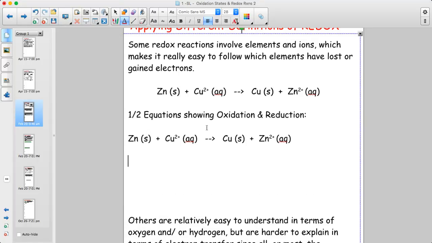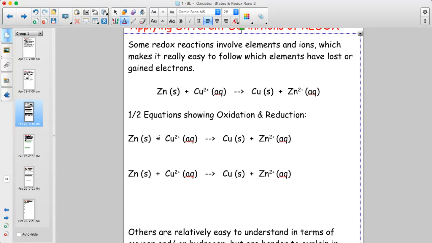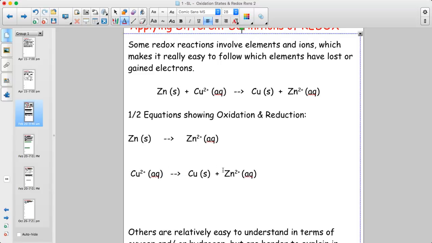I'm just going to copy it down twice, and I'm going to get rid of the copper from this one. So what I'm going to do is look at each element at a time. What I'm doing is something we're going to call half equations. I'm just going to look at one half of the equation at a time.